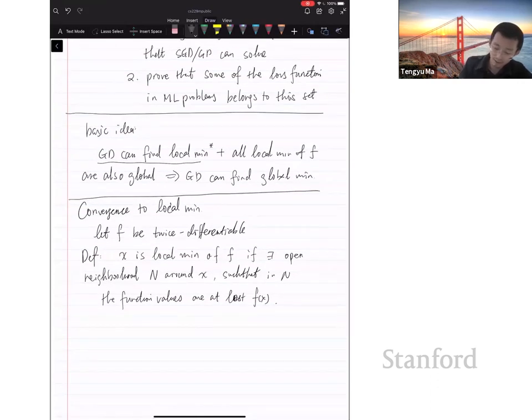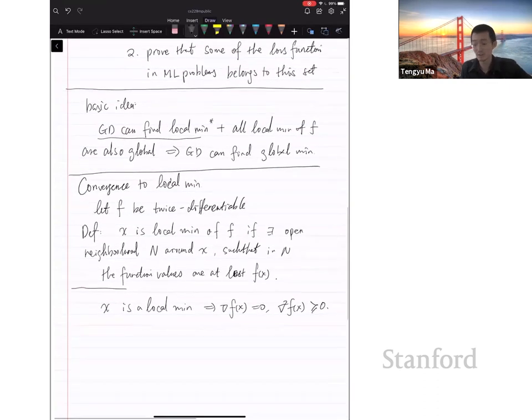And I guess from the calculus class, you probably know that if X is a local min, it means that the gradient of f(x) is 0 and the Hessian of f is PSD.